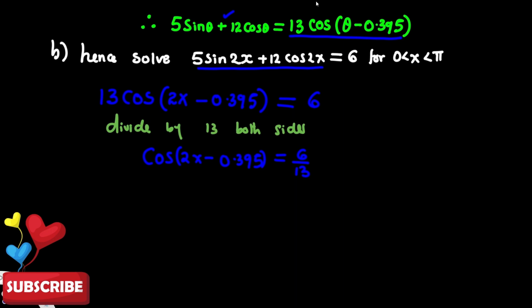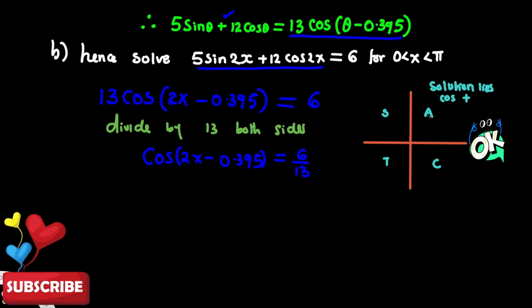So what I'm trying to say here is that you need to identify that 6/13 is a positive value. So we are going to find values of x in the quadrant where cosine is positive. So we're going to draw that quadrant there, and now say the solution of x is going to lie where cos is positive, because we know that all students trust Cambridge. Then it means that we can now say this is going to lie in the first quadrant and in the fourth quadrant. That's where cosine is positive. I believe that is well understood.